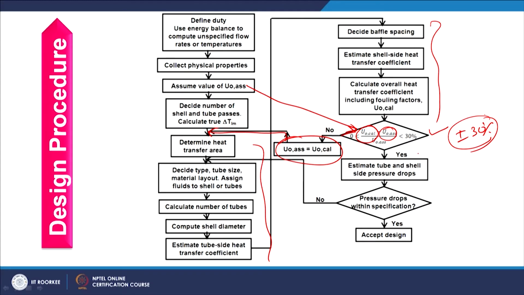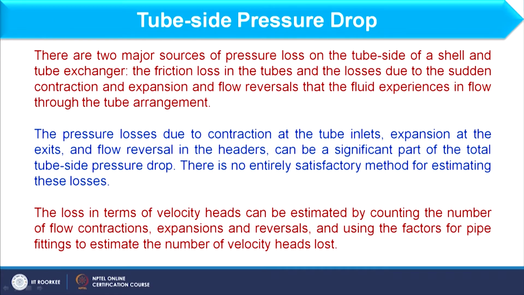Okay. If it is within plus minus 30%, next I have to calculate the pressure drop of shell side and tube side. So, let us start with tube side pressure drop. There are two major sources of pressure loss on the tube side of a shell and tube heat exchanger: the frictional loss in the tube, and the losses due to sudden contraction and expansion and flow reversal that the fluid experiences in flowing through the tube arrangement.